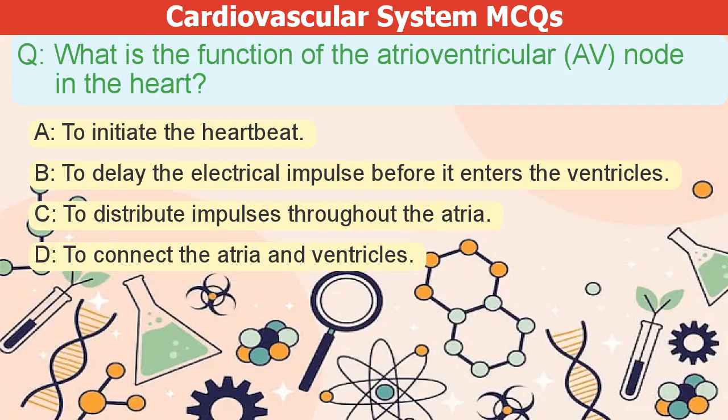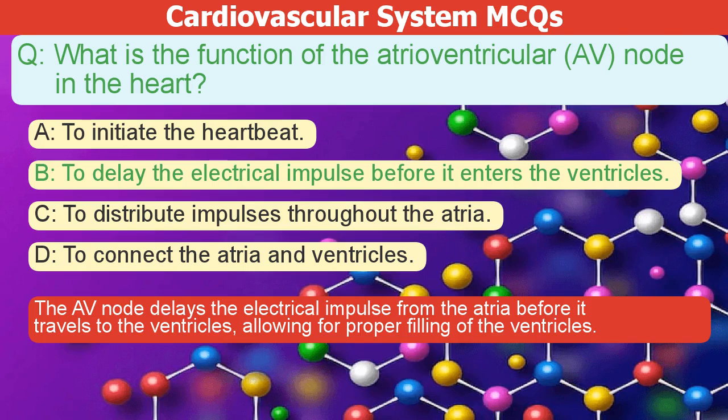What is the function of the atrioventricular AV node in the heart? A. To initiate the heartbeat. B. To delay the electrical impulse before it enters the ventricles. C. To distribute impulses throughout the atria. D. To connect the atria and ventricles. The correct answer is B. The AV node delays the electrical impulse from the atria before it travels to the ventricles, allowing for proper filling of the ventricles.